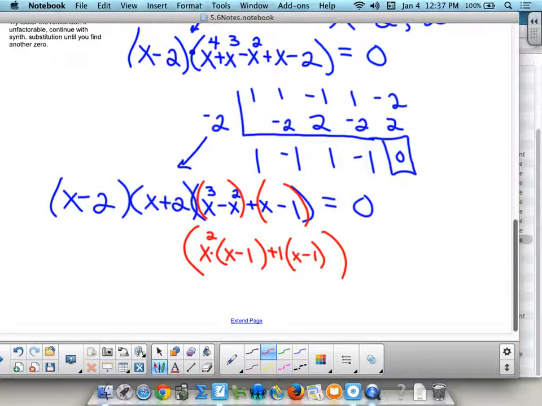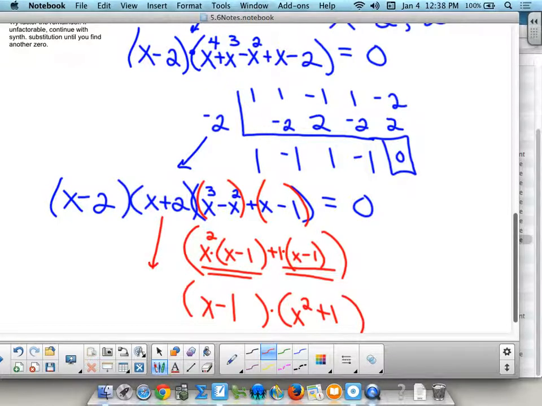So what's inside is the new GCF. Remember I told you guys, this is a term, plus that's a term. So if you're looking at these 2 terms, what do they share? X minus 1. That's the GCF. Take out an x minus 1, times x squared plus 1. Good. Now I'm going to bring this down and this down: x minus 2, x plus 2, times x minus 1, times x squared plus 1.